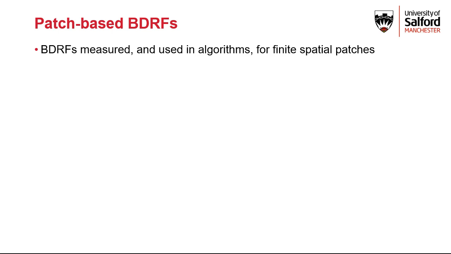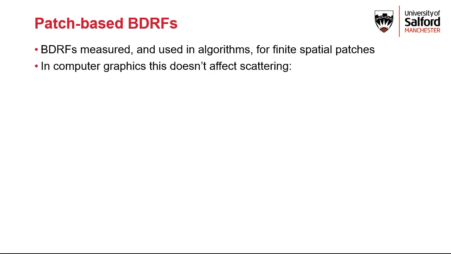Basically, you need to apply them to a small patch. They're not going to be applied for an infinite surface, they're going to be applied for a small patch. Now, in acoustic and computer graphics, the size of this patch doesn't affect scattering at all. The kind of room geometry features you're probably going to mesh that people might react with are of the order of maybe a centimeter, a meter, or something like that.